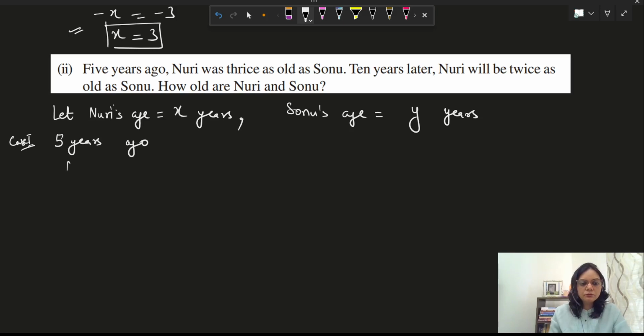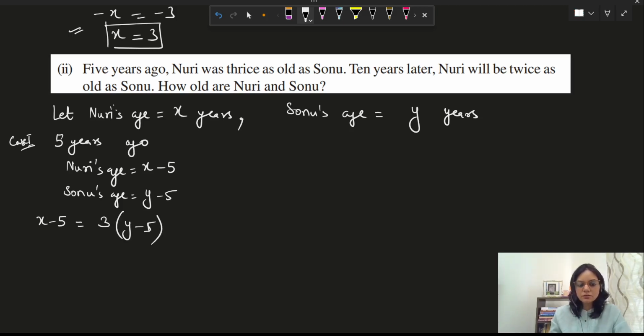Case 1 says we have to go 5 years ago. 5 years ago, what will be Nuri's age? X minus 5. What will be Sonu's age? Y minus 5. So according to the question, 5 years ago, Nuri is thrice, means 3 times, Sonu's age. Is it very clear, students, how I framed it? Now let's simplify to get the equation. 3y, open the brackets, 3 into 5, 15.